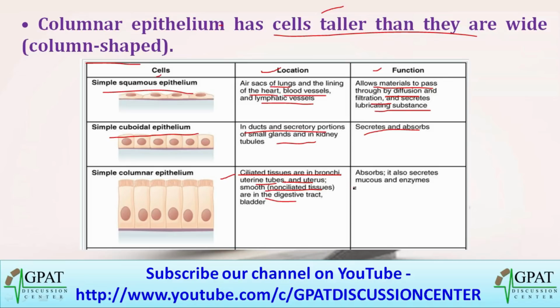Actually, it absorbs and also secretes mucus and enzymes. So it's all about the epitheliums, that there are three types: simple squamous, simple cuboidal, or simple columnar. You can also learn with the help of this trick, SCC: squamous, cuboidal, and columnar.